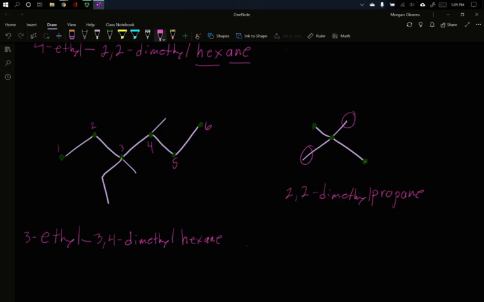All right, that is the basics of naming alkanes with multiple subgroups. You identify the positions of those subgroups. You use the multiplier prefixes if necessary to describe that there are multiple of that subgroup. And you enter a number for each subgroup.